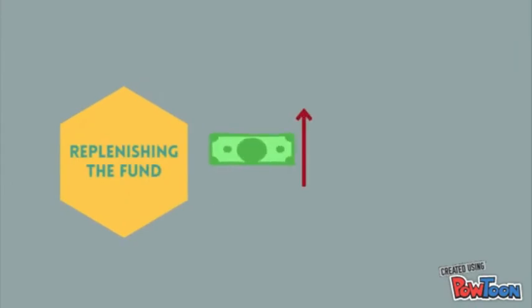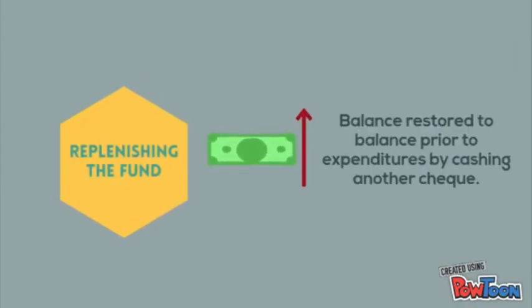Finally, replenishing the fund is essential as cash begins to decrease in the petty cash fund. In order to replenish cash, first, the remaining cash in the fund is counted before a check is cashed by the company that replenishes the fund back to its original balance prior to expenditures.